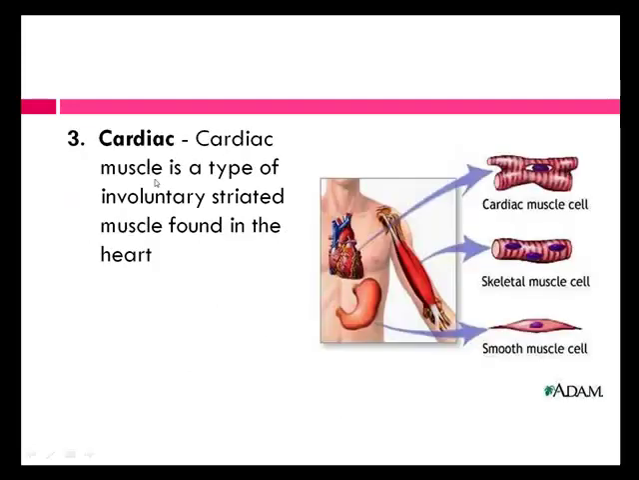Cardiac is a type of involuntary striated muscle found in your heart. So these are the muscles. Skeletal muscles have multiple nuclei and are striated. These are the cardiac muscles. They're both striated but involuntary, and this is how a smooth muscle looks, which would be found, for example, in your stomach. Now remember, skeletal muscles or striated muscles are on the bones. Those are your skeletal muscles.